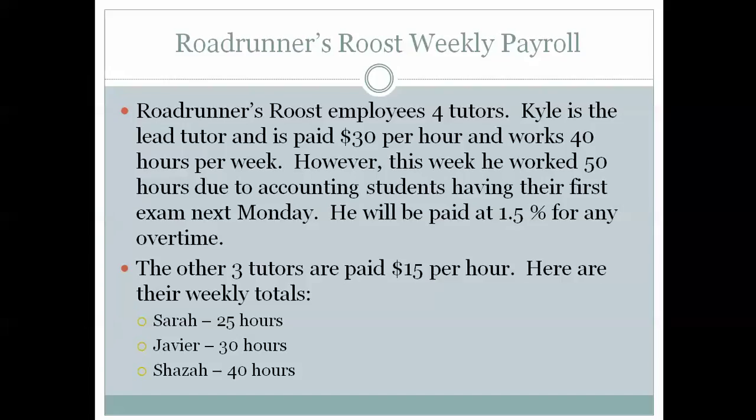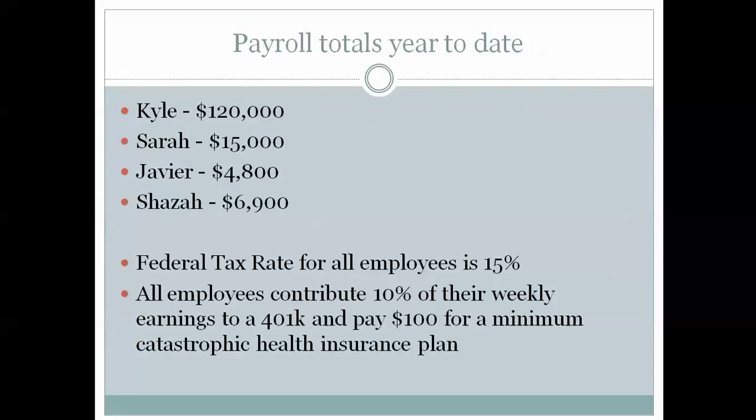Roadrunners Roost employs 3 other tutors who are paid $15 per hour, and this week they worked the following number of hours. Sarah 25, Javier 30, and Shaza worked 40 hours. So we're going to be taking this information, and we're also going to be looking and evaluating how much each of these employees had earned to date. In the case of Kyle, he's worked a lot over the last year and he's earned $120,000.